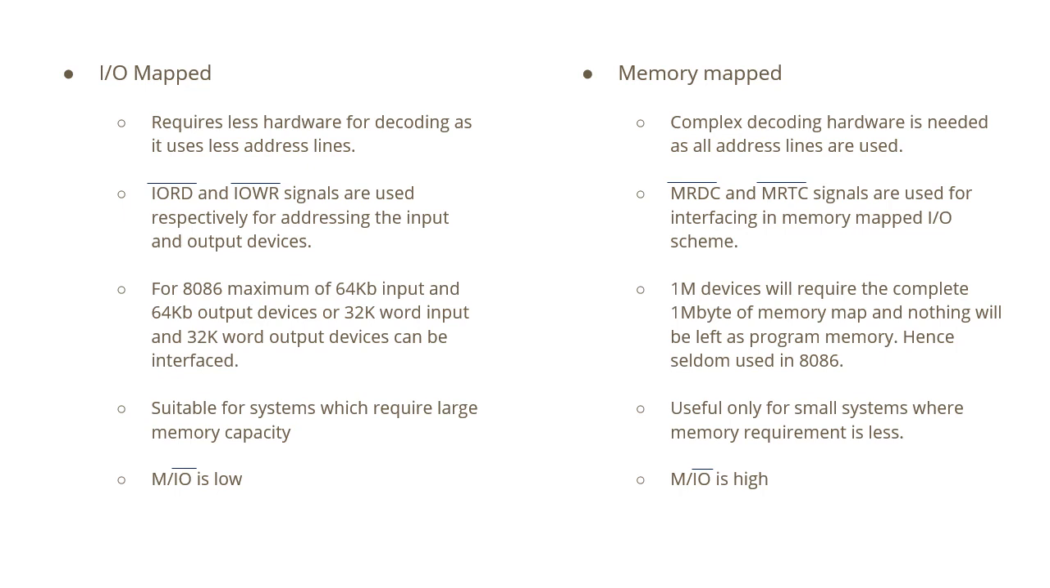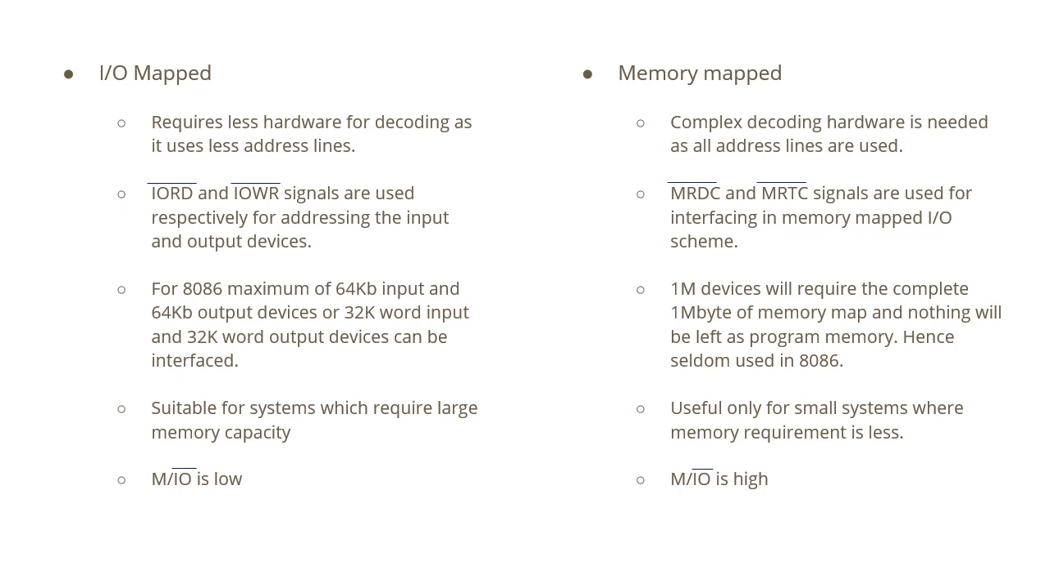In the IO map category, the devices are addressed as IO devices itself. Hence, it requires the IORD and the IOWR signals for addressing these input and output devices. In the case of memory mapped IO, the devices are seen as memory locations. So the signals that are used are the memory read and the memory write signals, which are the MRDC and the MWTC signals.